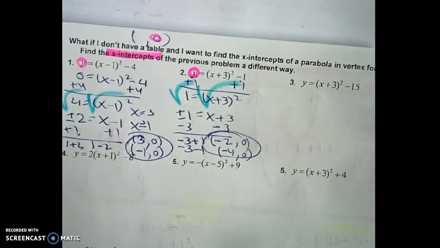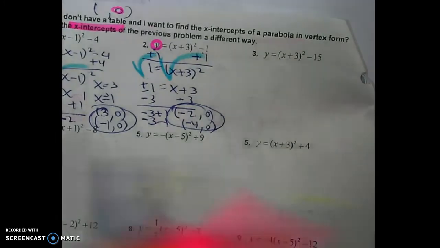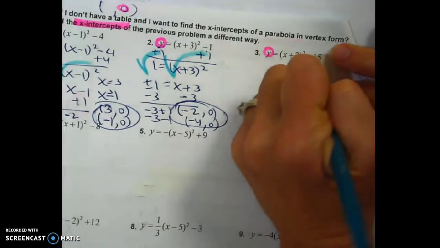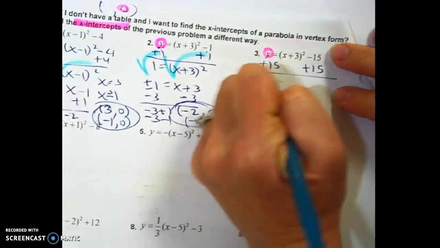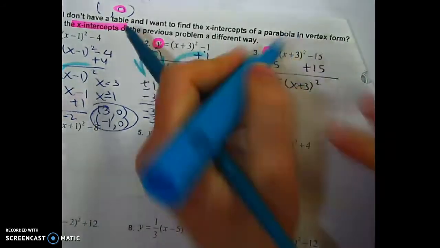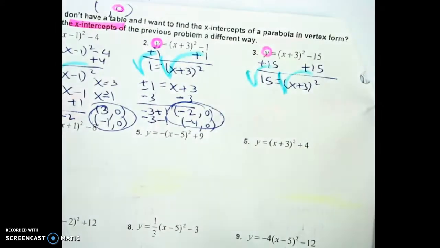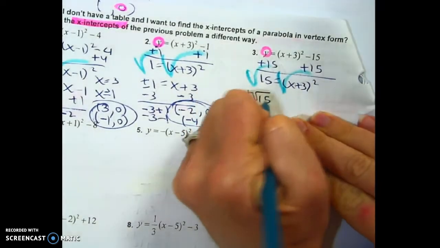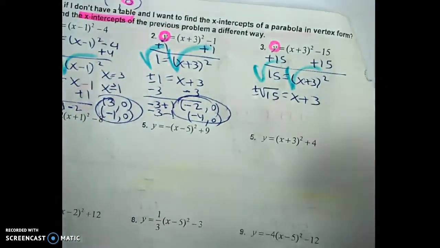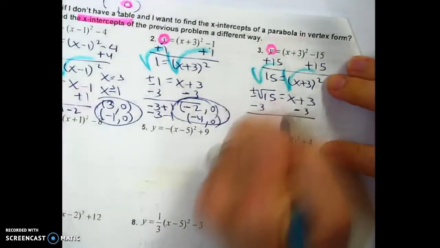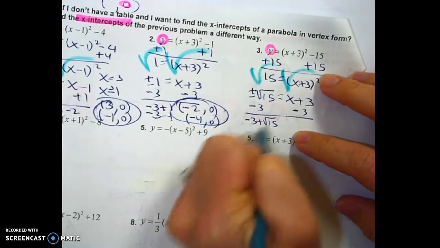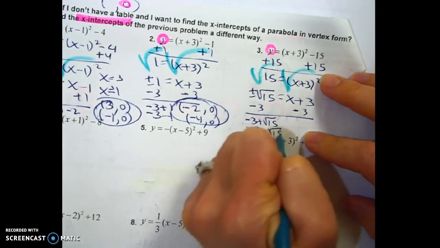Let's try the next one. Anytime I want the x-intercepts, I set it equal to 0. Add 15. 15 equals x plus 3 squared. Square root. I can't take the square root of 15. Since I cannot take the square root of 15, I leave it. Now subtract 3, subtract 3. So my options are negative 3 plus square root of 15, negative 3 minus square root of 15.